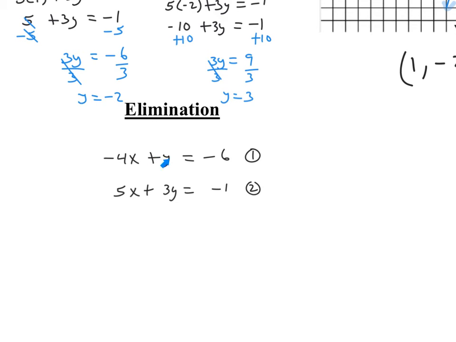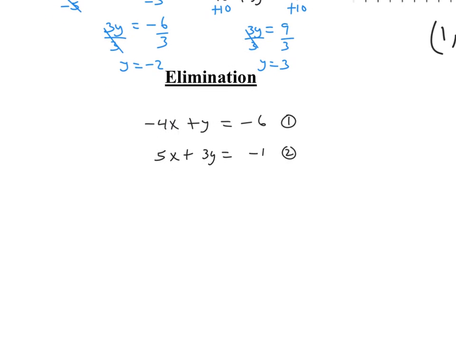So if I want to make this into a negative 3, and this will stay as a positive 3, when I combine these two, it'll make a 0, and it'll eliminate the y terms. So I'm going to take equation number 1, and I'm going to go ahead and multiply equation number 1. Remember, I need the y term in equation number 1 to be a negative 3. So I'm going to multiply the entire thing by negative 3.